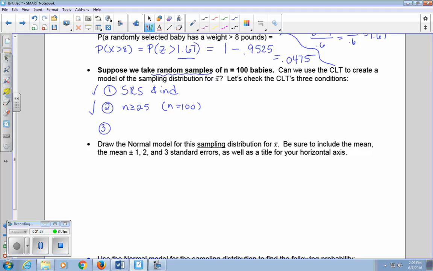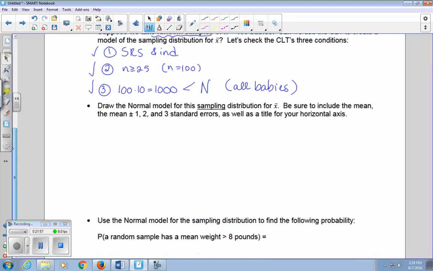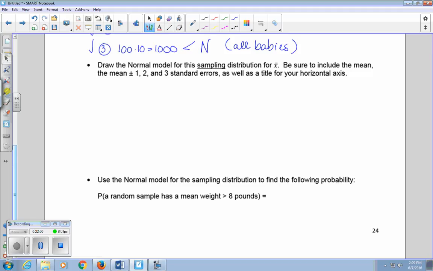And 3. Is n times 10 less than our population size? So n is 100, times 10 is equal to 1,000. Is this going to be less than our population? Our population is all babies, so yes, 1,000 is definitely going to be less than all babies. So we have met our 3 conditions, and now we can actually apply the central limit theorem.